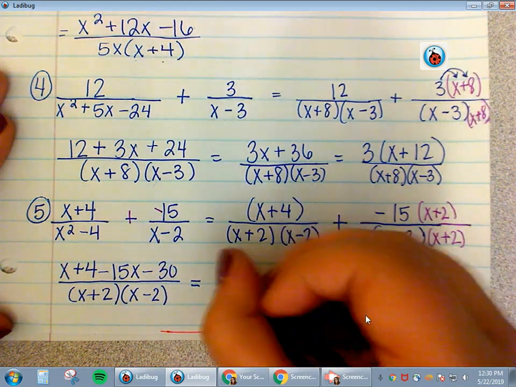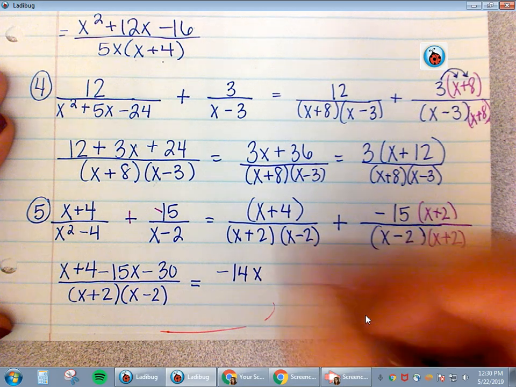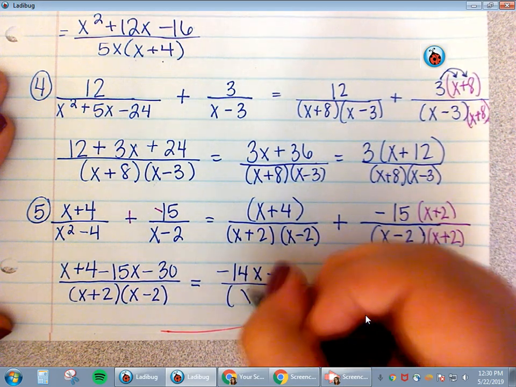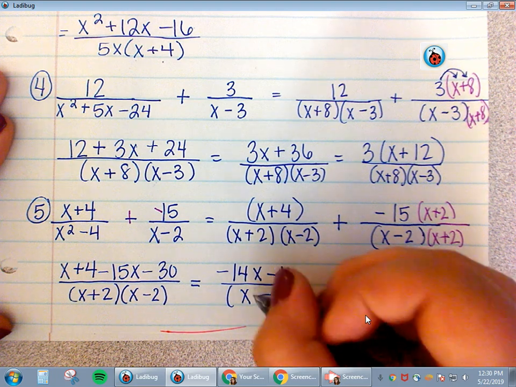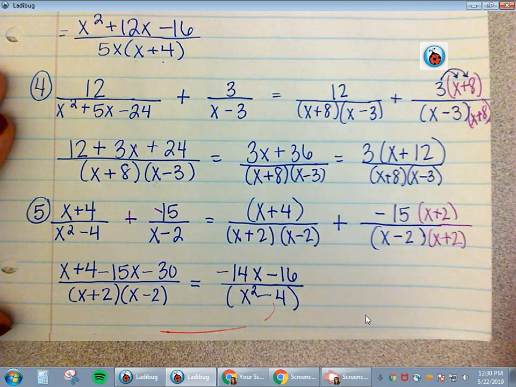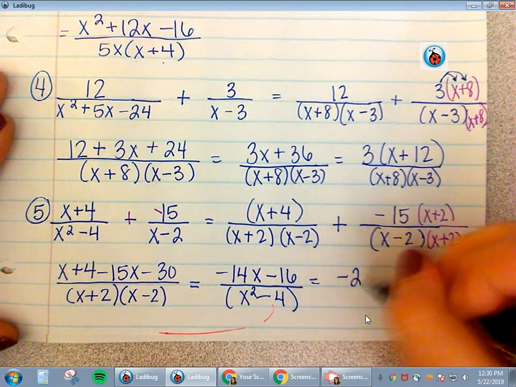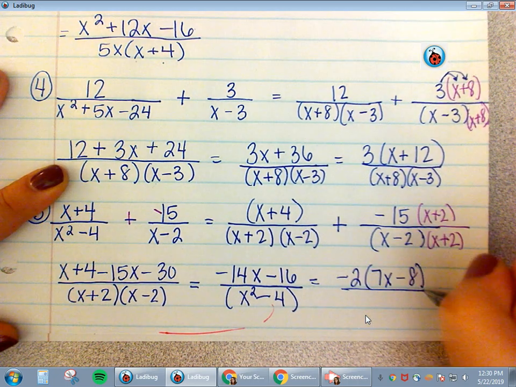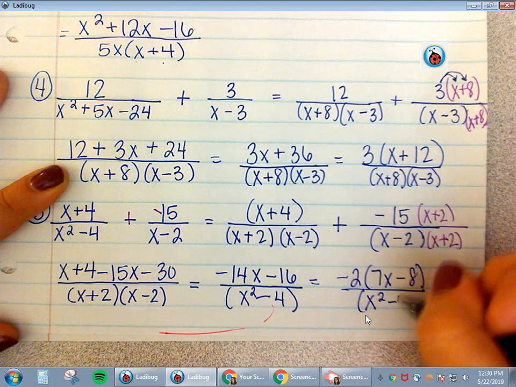We'll clean it up a little more. Negative 14x minus 16 all over, I'm going to change this back into x squared minus 4. We can pull a negative 2 out of the top. So we've got 7x plus 8 on the inside and x squared minus 4 on the bottom.